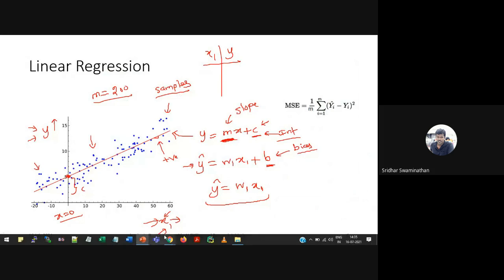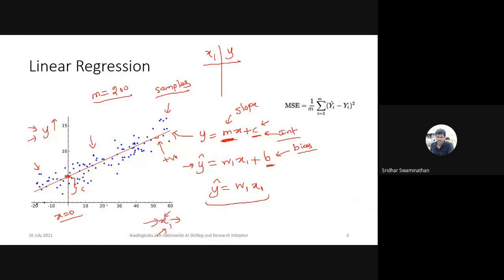Okay. So if I actually fit a model without the bias, then the model will actually go through the origin. Do you think that the model which is going through the origin can fit this data well? No, sir.